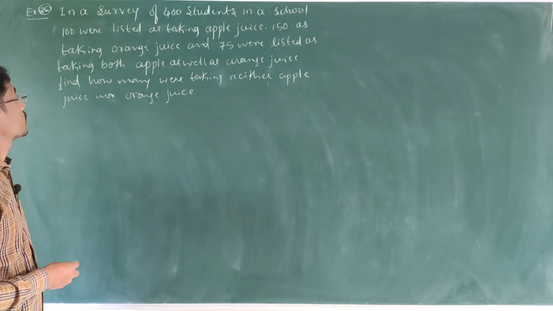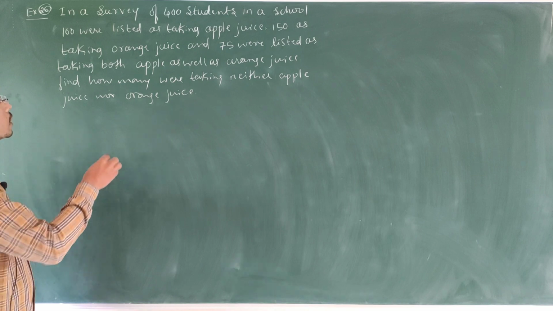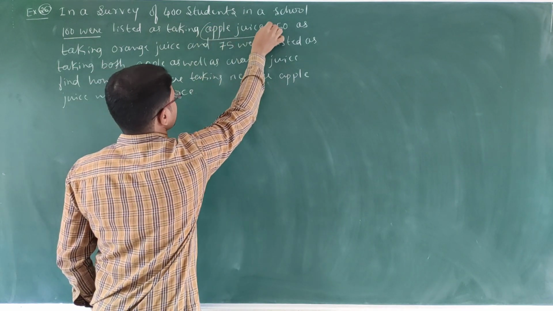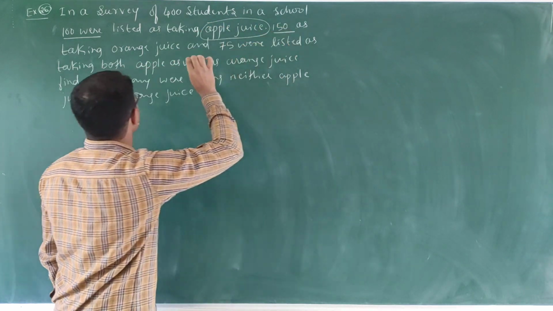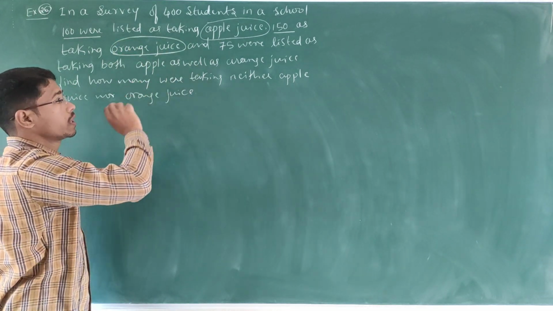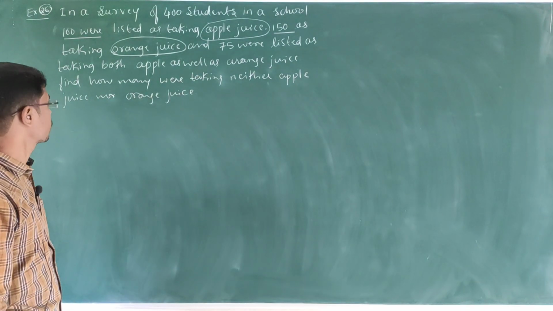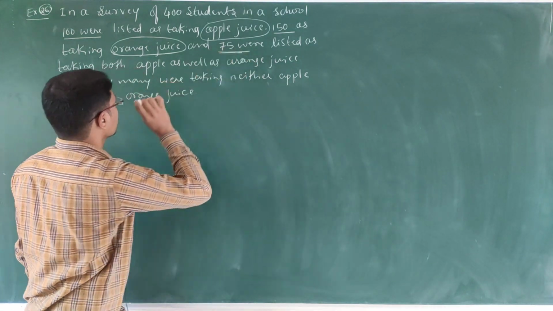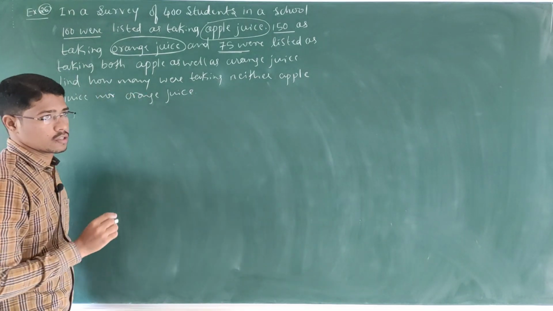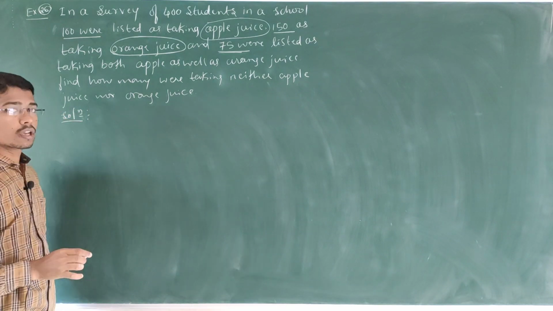Okay, example 26. In a survey of 400 students in a school, 100 were listed as taking apple juice and 150 were listed as taking orange juice. Okay, then 75 were listed taking both apple as well as orange. Find how many were taking neither apple juice nor orange juice. Okay, neither apple nor orange means we go through the complement.